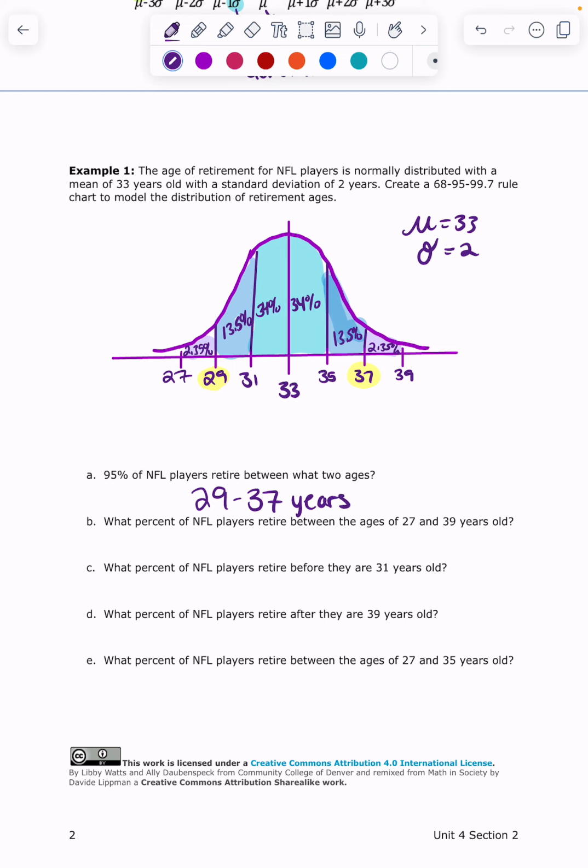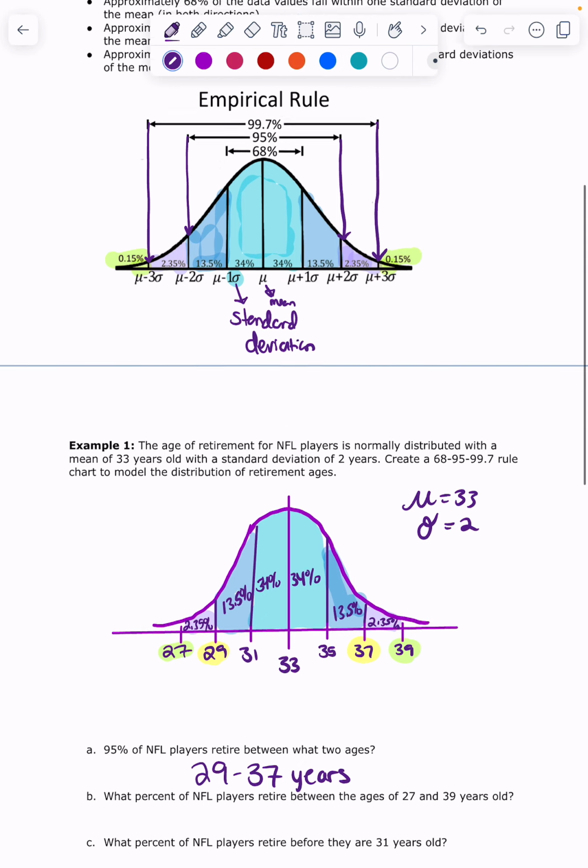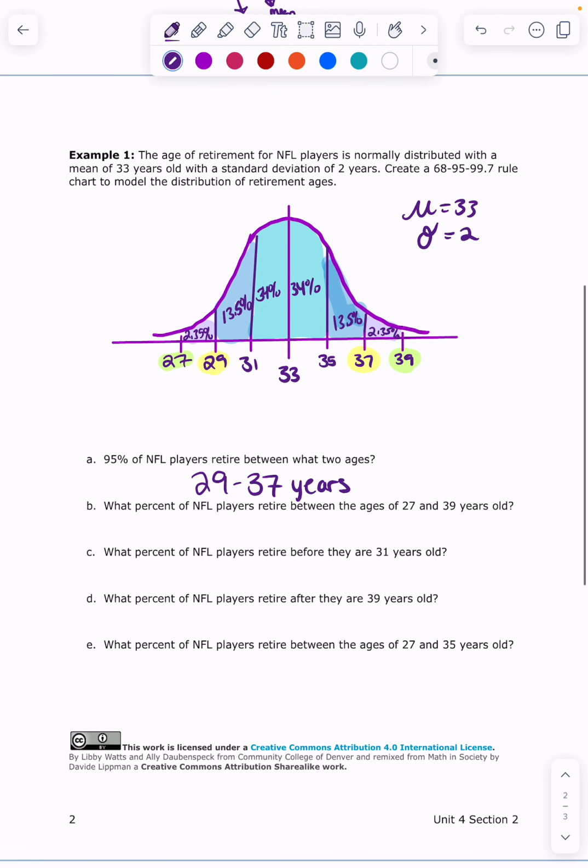What percent of NFL players retire between 27 and 39 years? So I'll grab a highlighter again, different color, 27 and 39. Those are both 3 standard deviations away from the mean. And if we go back up and look at our picture here, when you're 3 standard deviations away from the mean, that constitutes 99.7%. So you don't have to add up all those percentages. That is one that's already given to you.